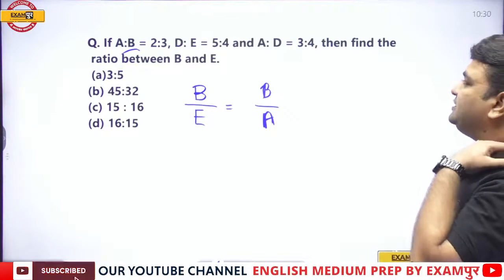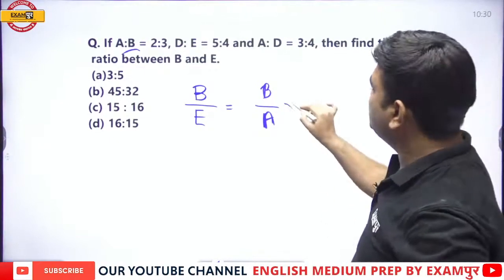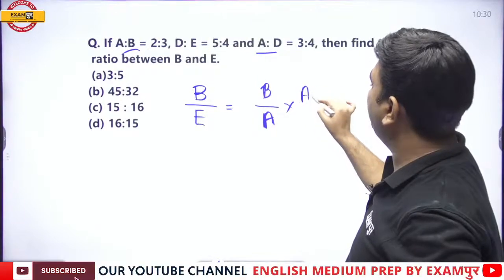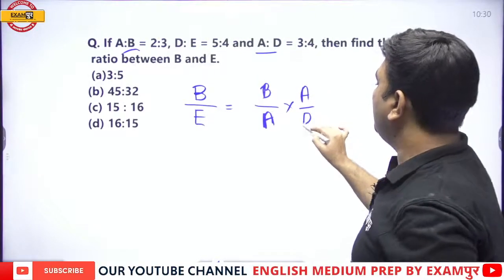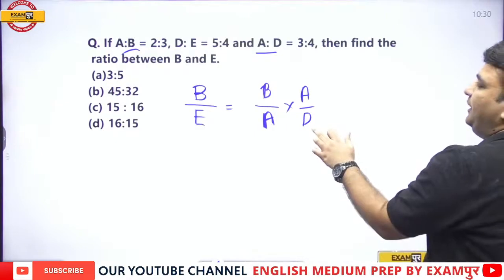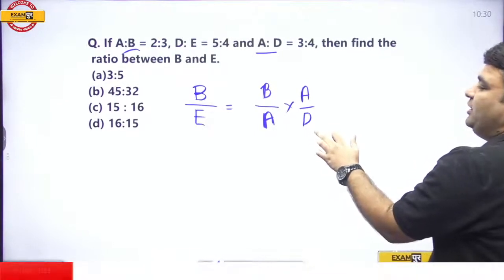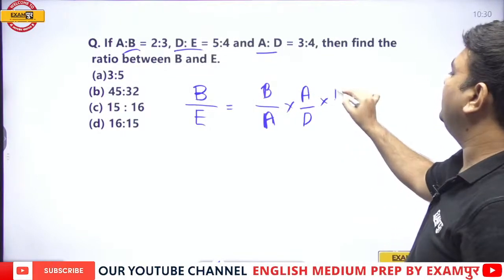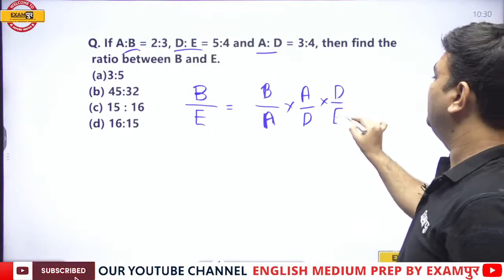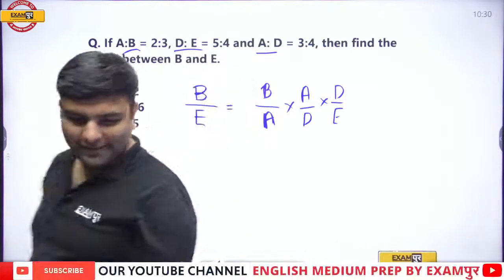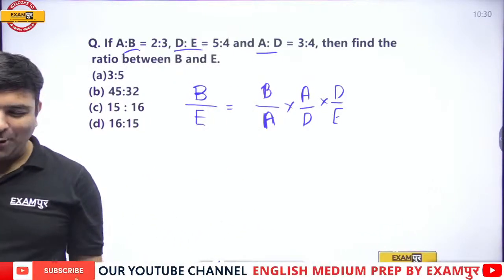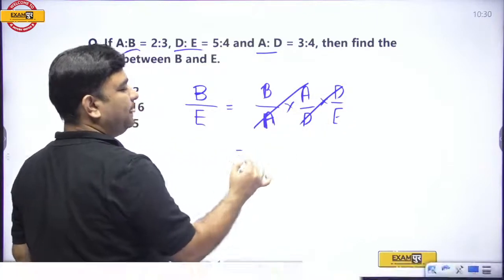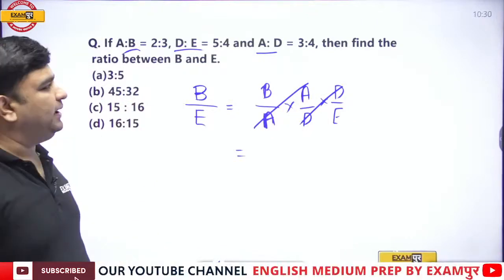Now I need to eliminate A as well. So for this, A by D is known, so multiply by A by D. Now I need to eliminate D. For eliminating D, D by E is given, so multiply by D by E. Isn't it wow? So you automatically get B by E.